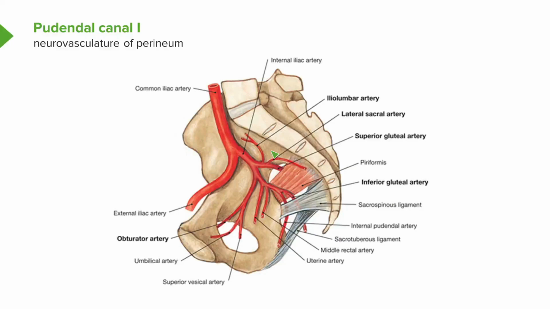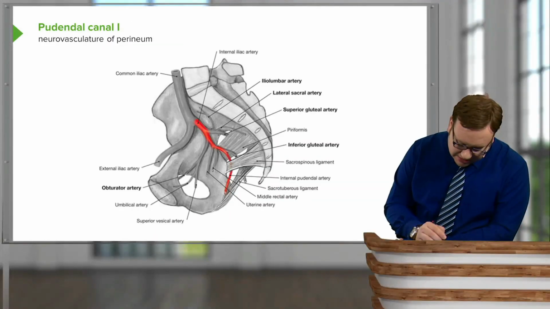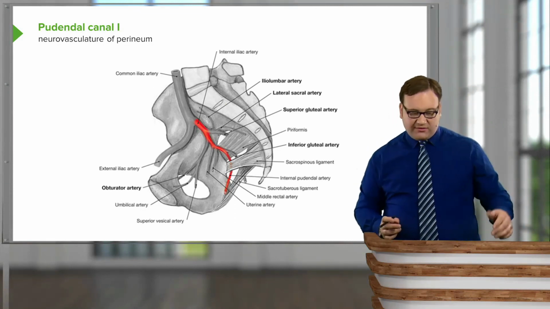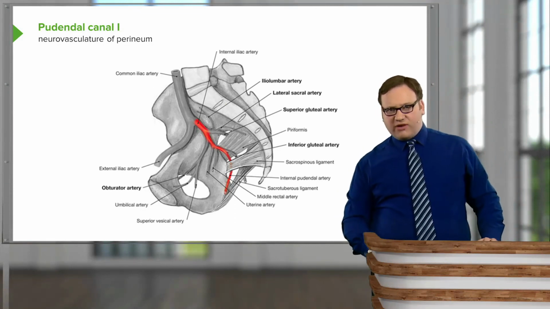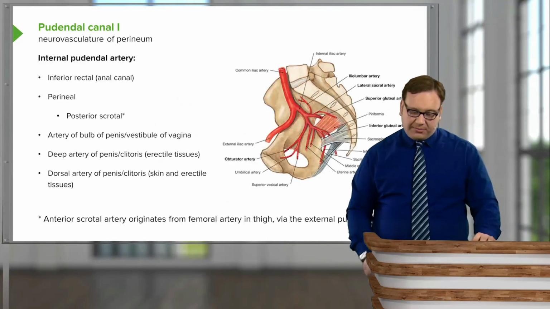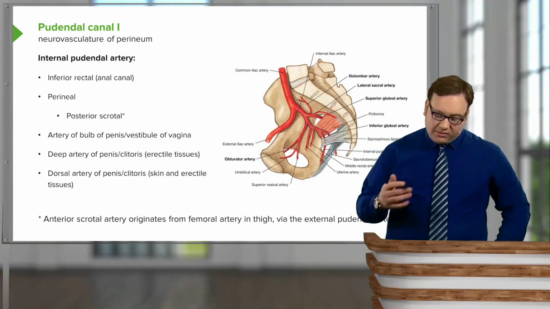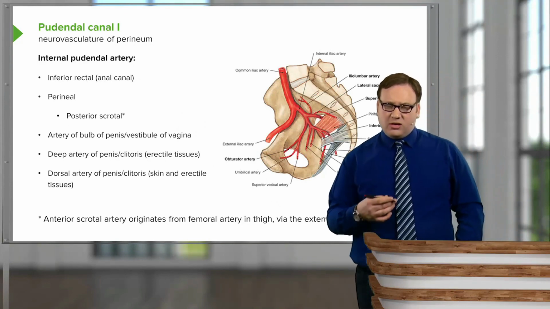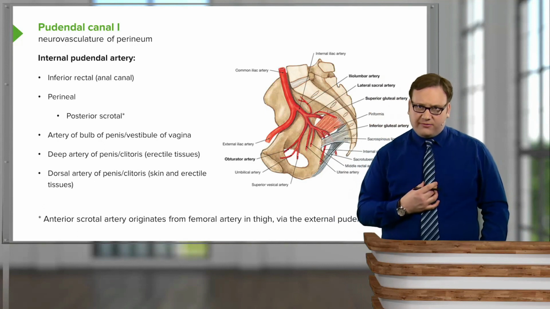So what's the neurovasculature of the perineum? Well, we've looked at that because we saw the internal pudendal artery sweeping around in this direction, a branch coming from the internal iliac artery. It's sweeping around. And this, as we saw, gave rise to the inferior rectal artery, which supplies the anus and the rectum. It goes on to give a whole series of blood vessels that supply the perineum. Within it, we have the internal pudendal artery. We also have the pudendal nerve.